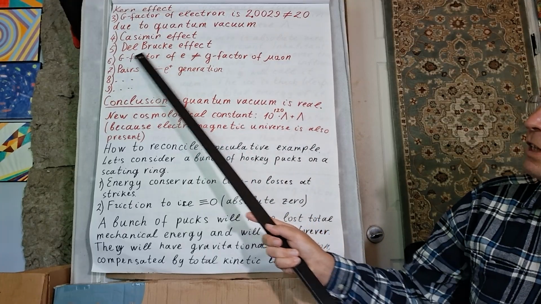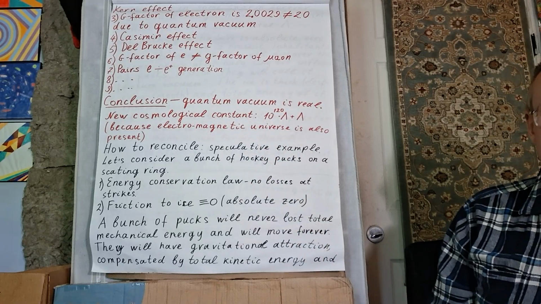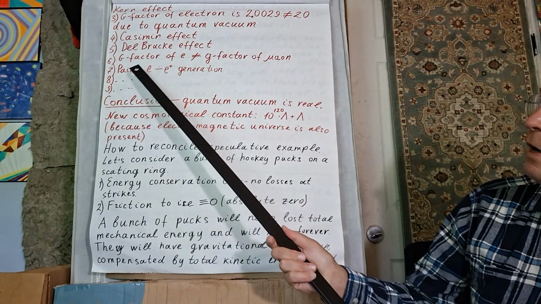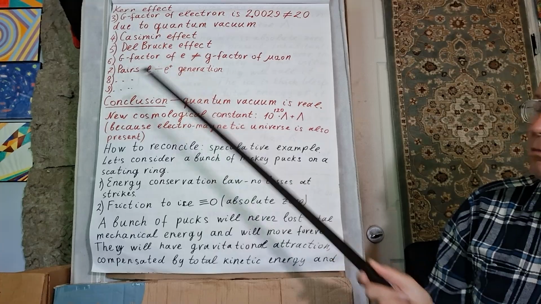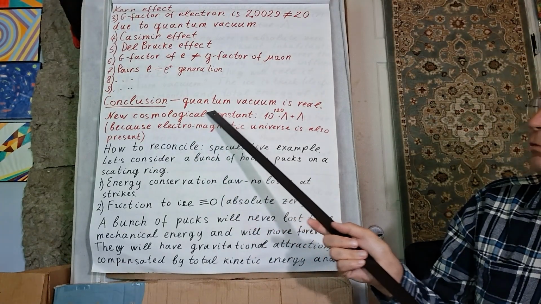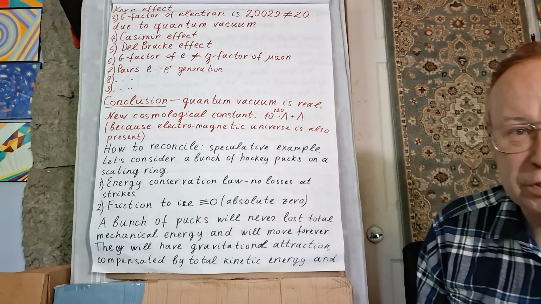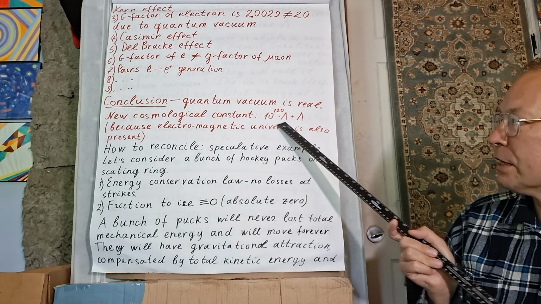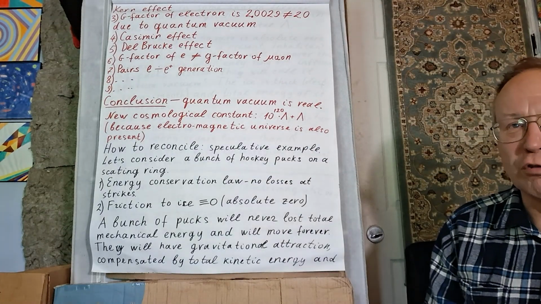Casimir effect discovered, Delbrück effect discovered. The G factor of the electron is not equal to the G factor of the muon. They are different particles, and the G factors are influenced differently by quantum vacuum. Electron-positron pair generation by quantum vacuum if the electric field is strong enough, etc. And the conclusion: quantum vacuum is real. Therefore, the new cosmological constant for the whole universe would be 10 to the power 120 times lambda plus lambda. This small lambda is because Einstein's universe is obviously present.